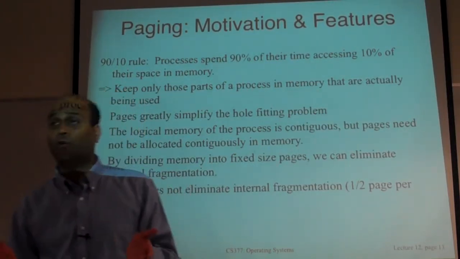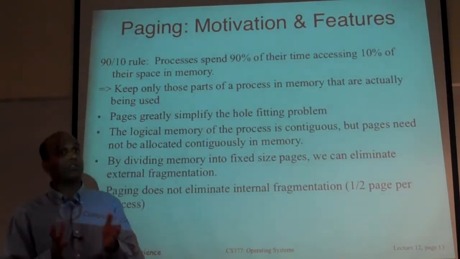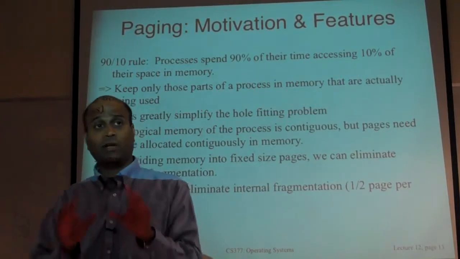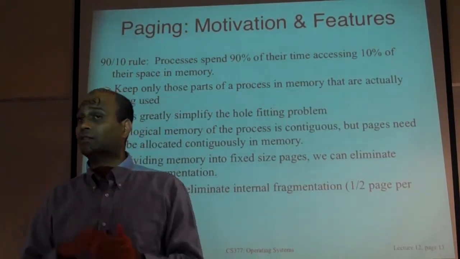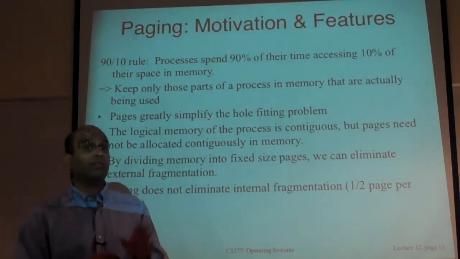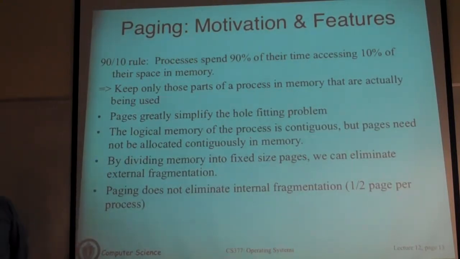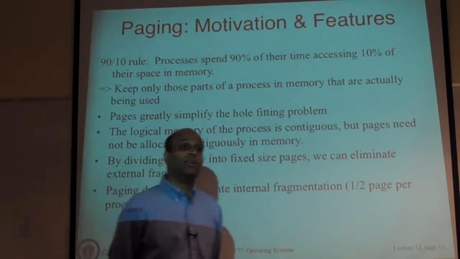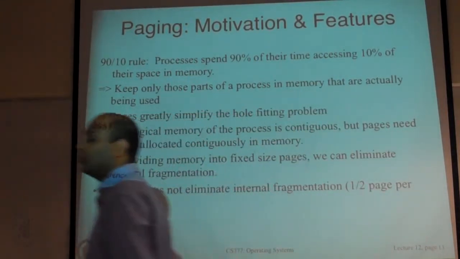So if you look at what this process is doing at any given point in time, it might have a large region in RAM, but it's only working on a small part of it. That's the data structures you're accessing, that's the code you're executing and so on. So if the 90-10 rule is true, then we should ask why do we want to keep that entire process in memory? You wasted 90% of RAM on processes that are not using them actively.